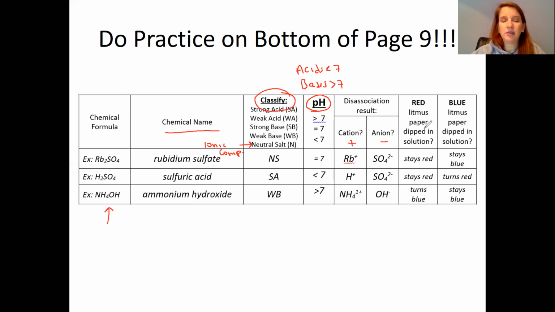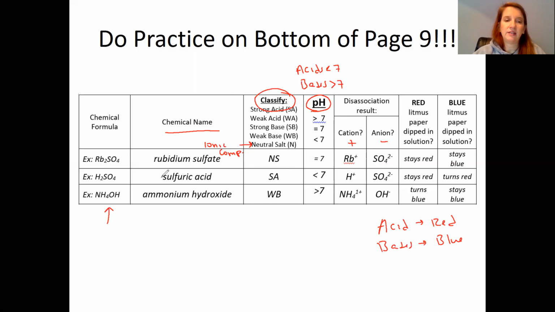And then litmus paper, this should have also been something that you learned about when you were making your poster. Acids turn litmus paper red, and bases turn litmus paper blue. So you'll see with the salt here, the rubidium sulfate salt, it's a neutral salt, so it's going to stay red if it's a red litmus paper, it's going to stay blue if it's a blue litmus paper. A neutral salt would not change the color of litmus paper.